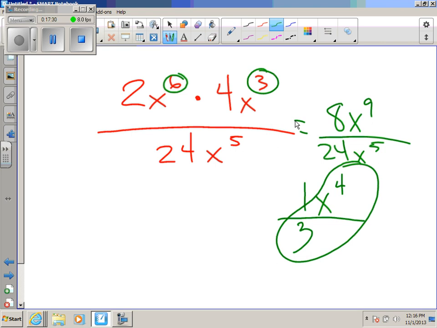The 1, more or less, is a placeholder. Sometimes you absolutely need it. Sometimes you don't. I don't need it up top. Why? Because I already have an x to the 4th up there. It's already holding that place. So you don't necessarily need it.